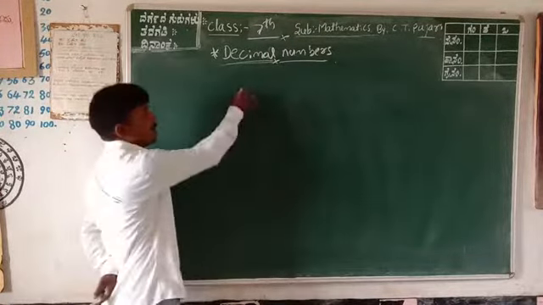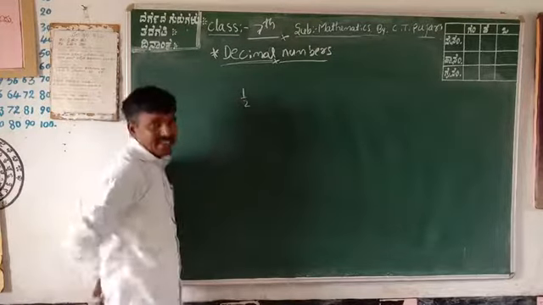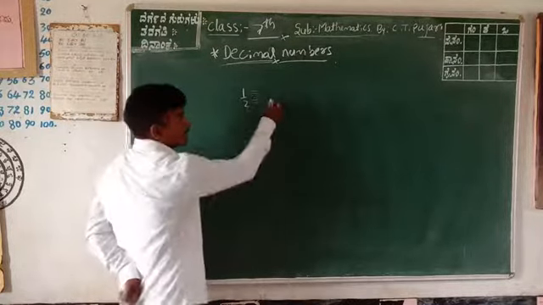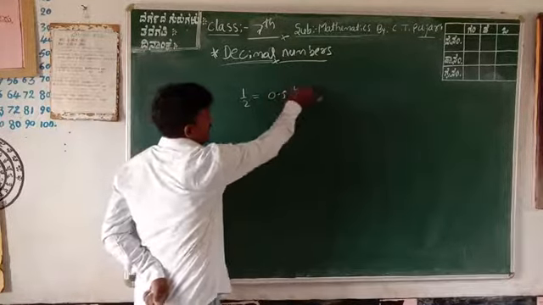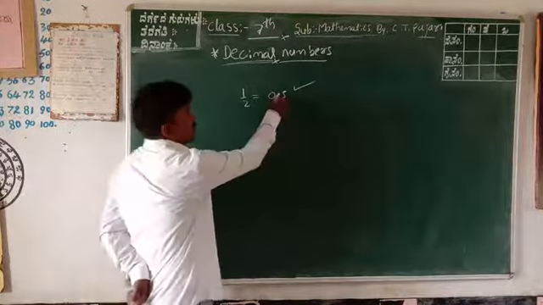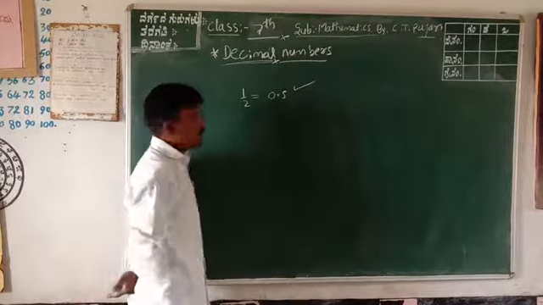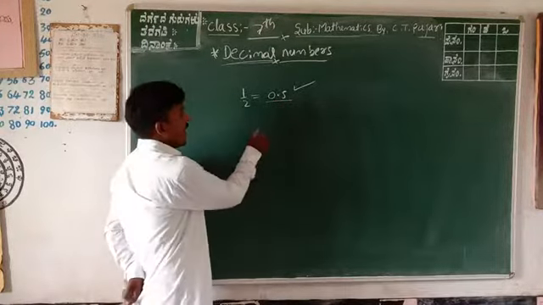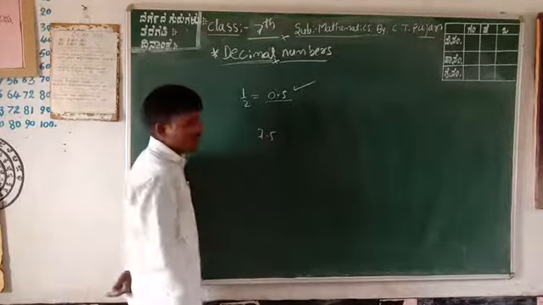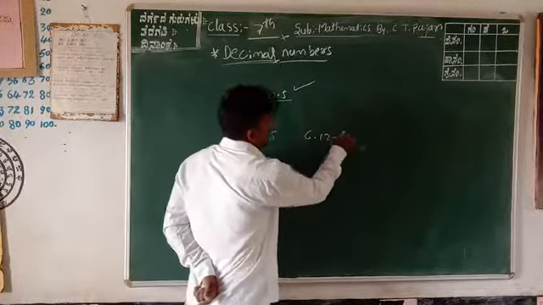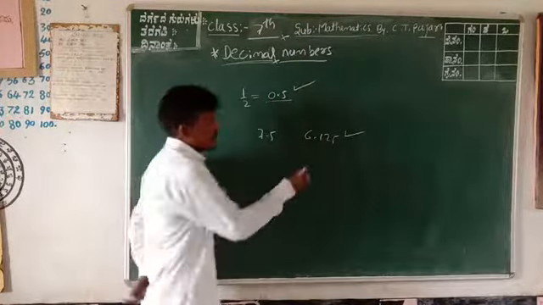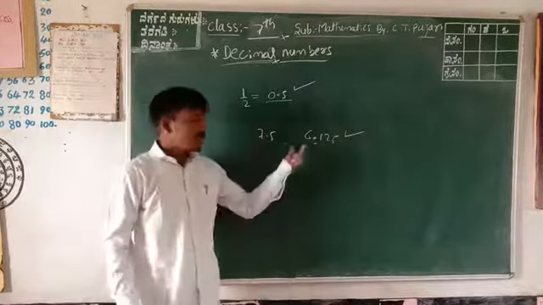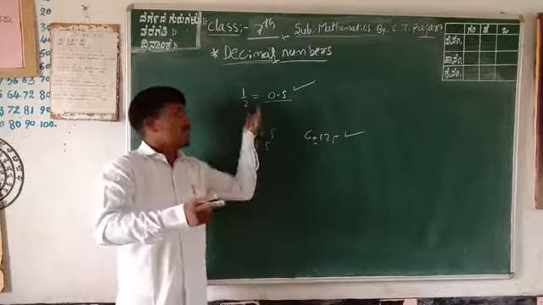For example, 1 by 2 is a fraction. When this fraction is converted to a decimal, it is 0.5. This is a decimal, and this symbol is the decimal point. When you use the decimal point, 0.5 is a decimal number, 7.5 is also a decimal number, and 6.125 is also a decimal number. All these numbers with a point are decimal numbers. There is also a relation between decimals and fractions.